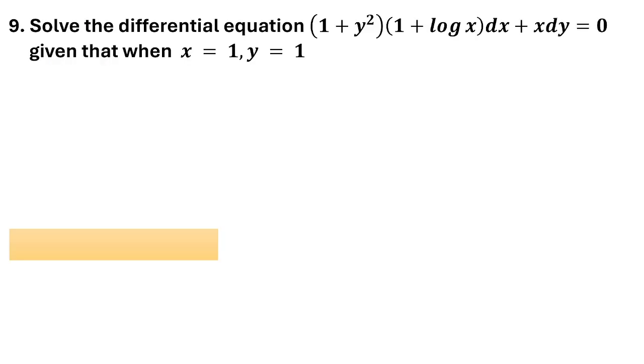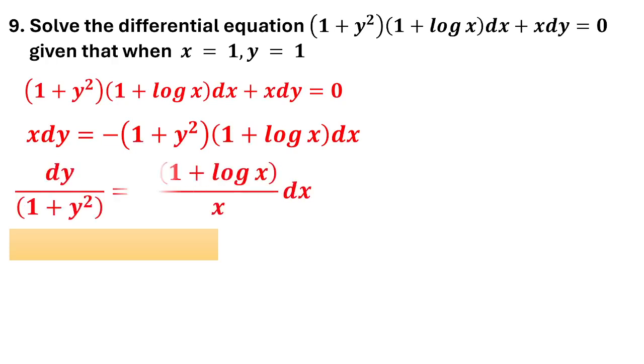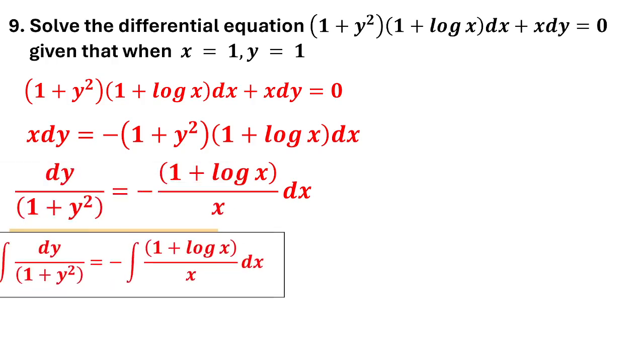Solve the differential equation, given that when x is equal to 1, y is equal to 1. Let us check what type of differential equation it is. For that, let me try to find dy by dx. When I try to do it, I see that dy upon 1 plus y square and the other terms along with x can be separated. Therefore, this is variable separable. Some of you may think that it is homogeneous. It is not homogeneous. It is variable separable. Now do the integration.